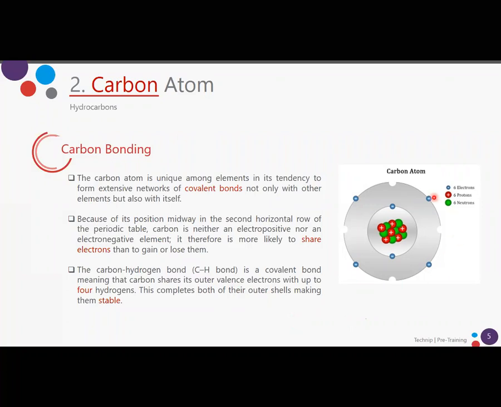The reason they want to follow the octet rule is because it gives the same configuration as a noble gas. Okay, so it is a tendency to fill the whole outer shell. That's why the carbon atom tends to form covalent bonds, to share electrons with other components and to fill the outer shell.